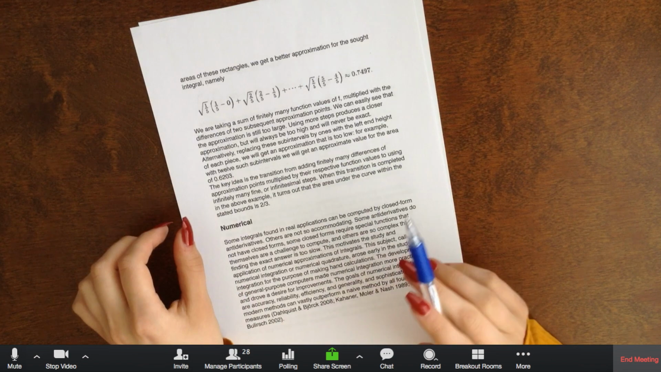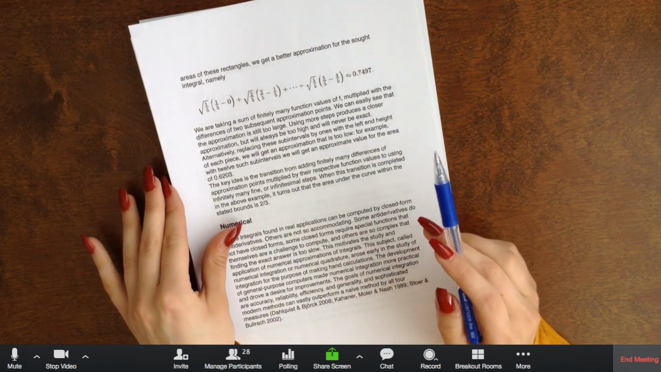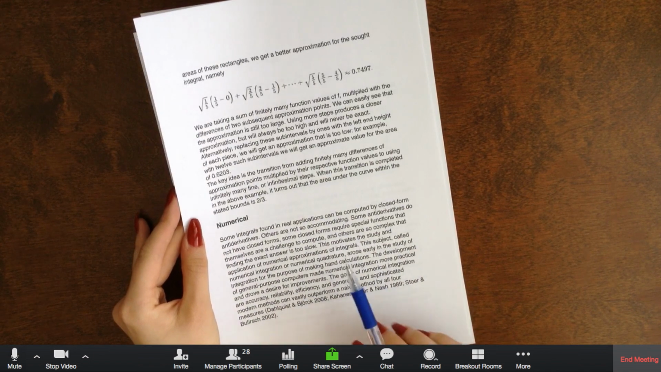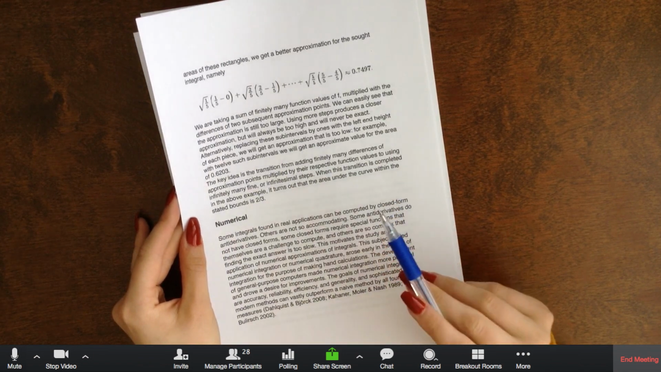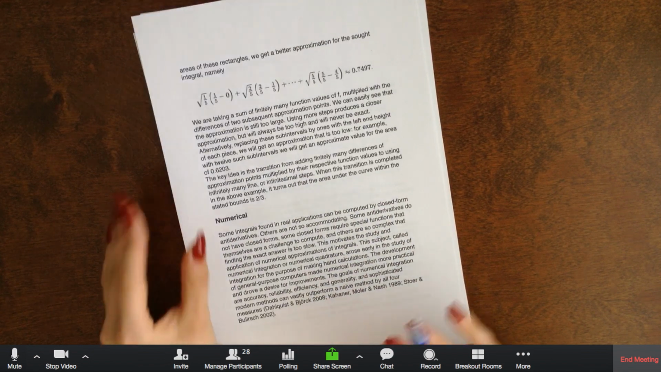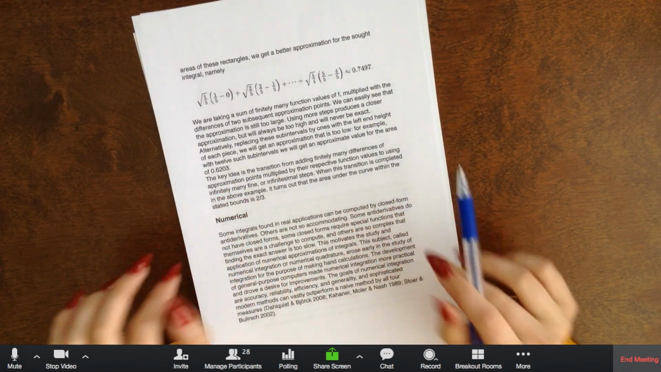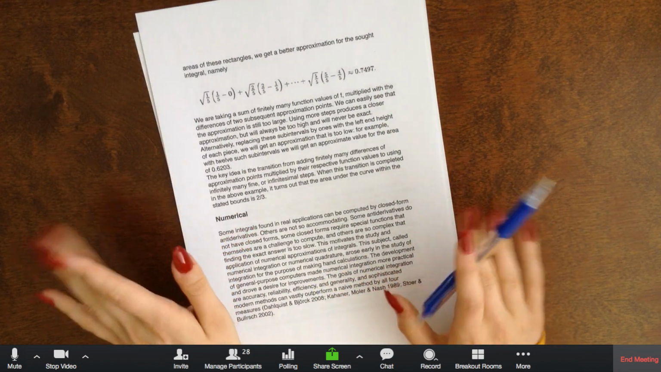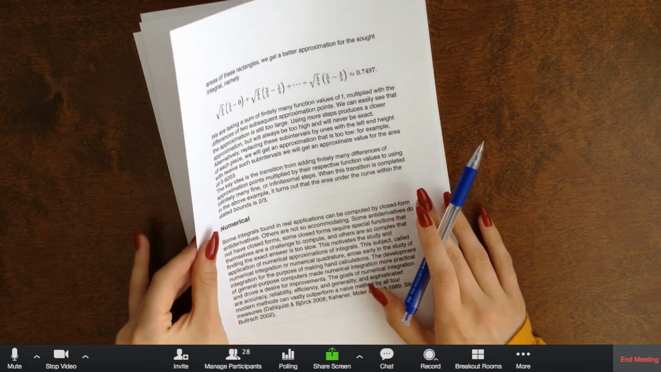Let's move on to numerical integration. Here we have some general information on the subject. Feel free to take a screenshot of the screen right now if you want to go through this. But for today, we will move on. Okay.